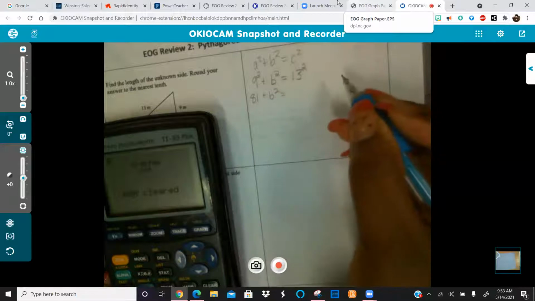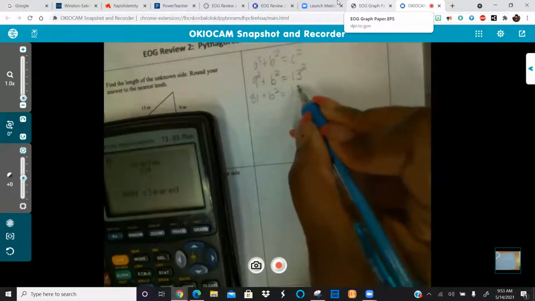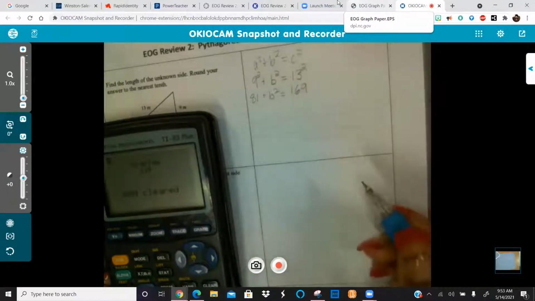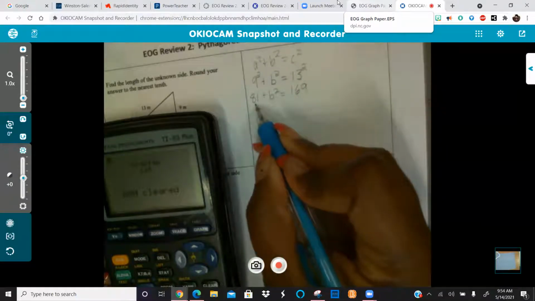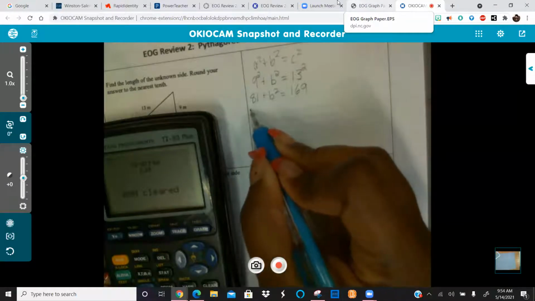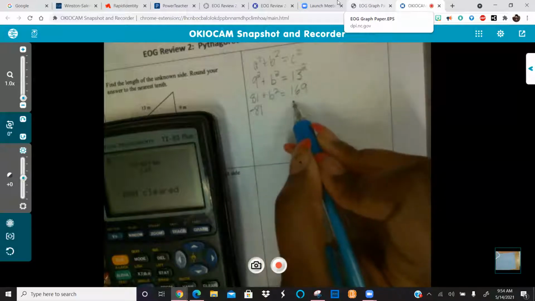What's 13 times 13? 169. Very good, 169. Okay. So now we need to get B by itself. So we get rid of this 81. This is a positive 81. So the opposite of adding is to do what? Subtract it. Very good.